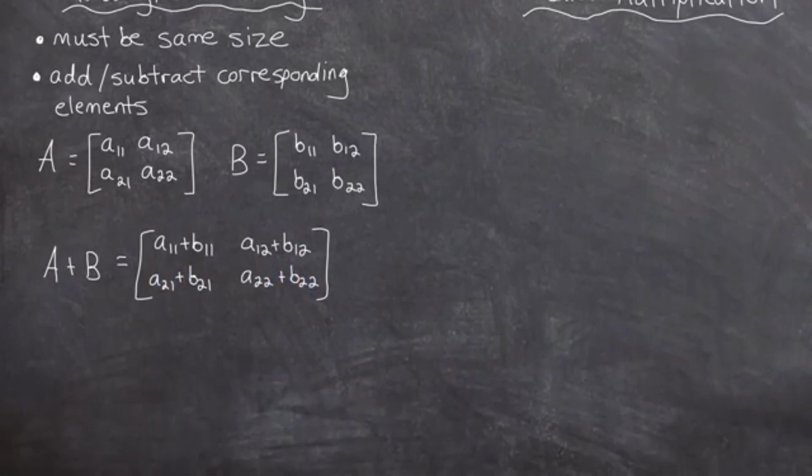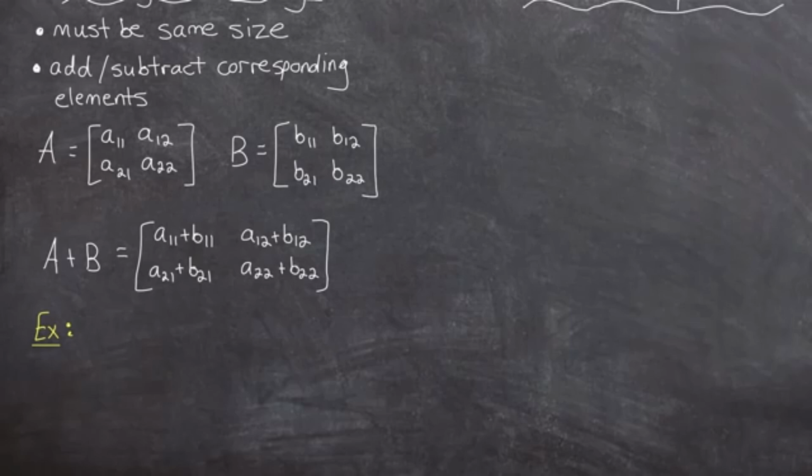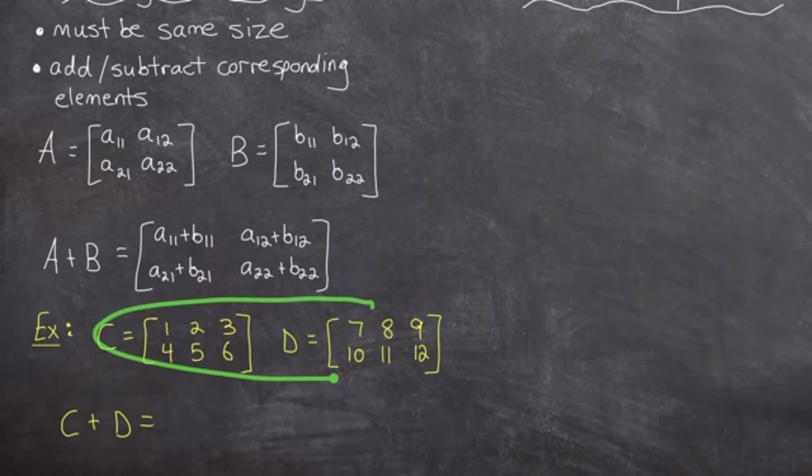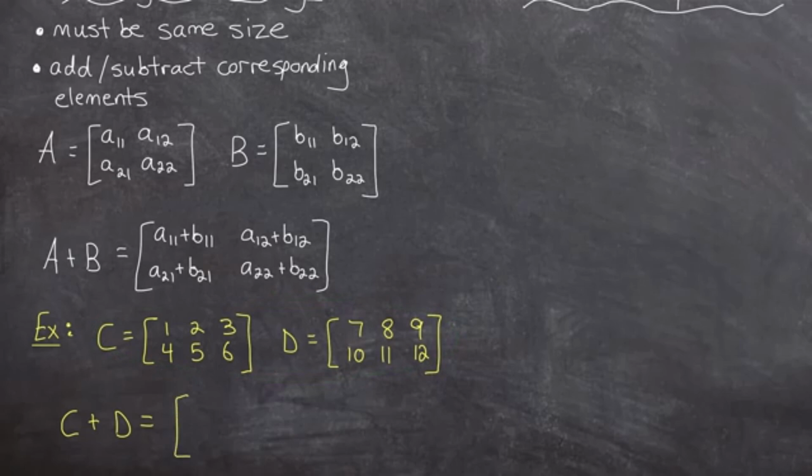So let's do a quick example of this. Given matrix C and matrix D, let's find the sum of those matrices. Because the original two matrices are the same size, they're both 2 by 3, I know when adding them together, I will get a 2 by 3 matrix as well. To get the element that goes in row 1, column 1, I'll add the corresponding elements from matrix C and matrix D. That would be 1 plus 7.